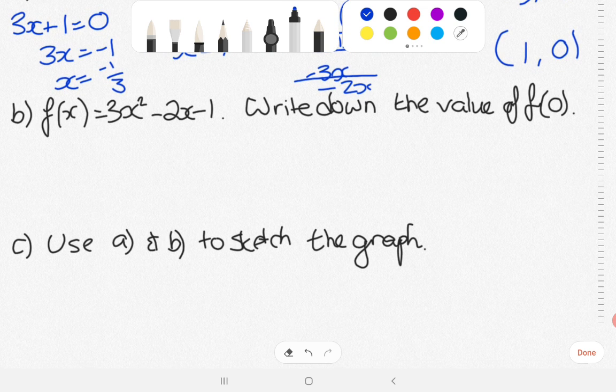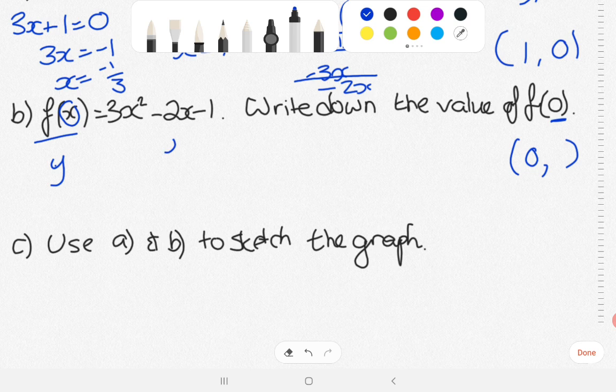Part B: f of x equals 3x squared minus 2x minus 1. Write down the value of f of 0. So f of x and y are basically the same thing. So we're working out what happens when x is 0. So we're going to get the coordinate 0, something, i.e. this is going to be where it crosses the y-axis.